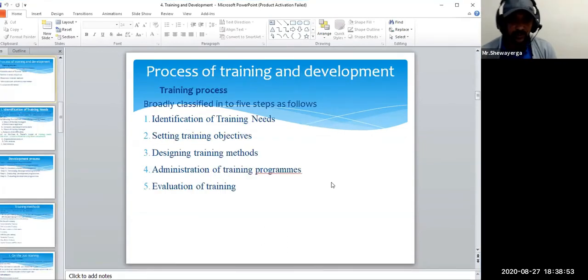When I see the process of training and development, first we'll see the training process. The training process has 5 elements. The first one is identification of training needs, which means identifying whether training is needed or not, from different points of view, from different aspects.